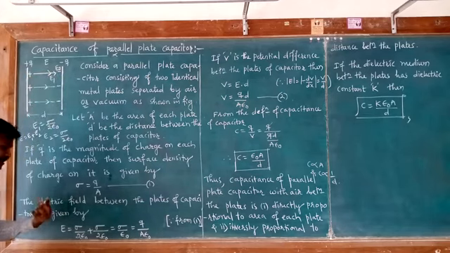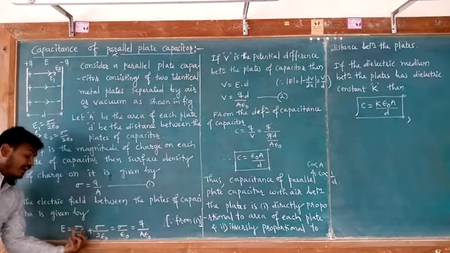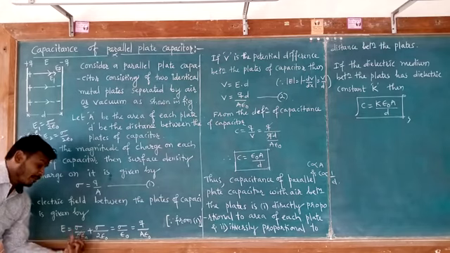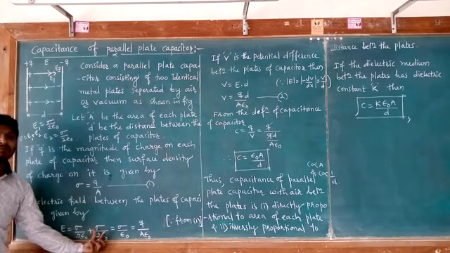Net electric field between the plates of the capacitor is electric field due to positively charged metal plate which is added with electric field due to negatively charged metal plate.